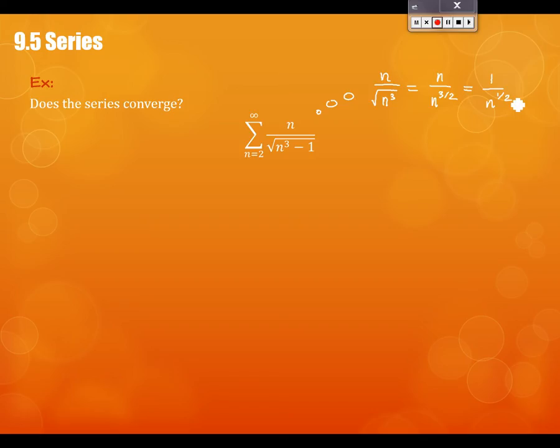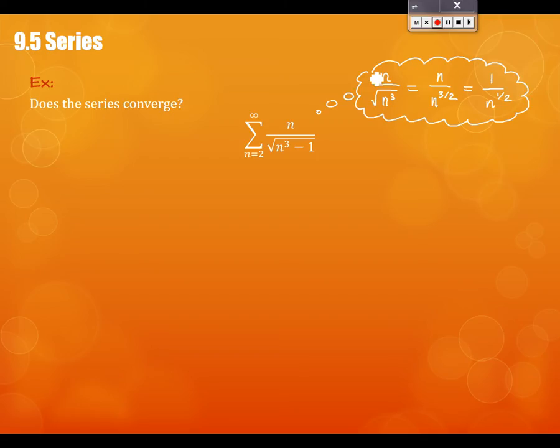Before we go anywhere else, I do agree that the terms themselves go to 0. So if someone asked to use the nth term test here, the nth term test is inconclusive. Why here? The terms go to 0, but that doesn't necessarily mean anything. Just because the terms are going to 0 is necessary, but it is not sufficient to show convergence. So the nth term test doesn't really help us.